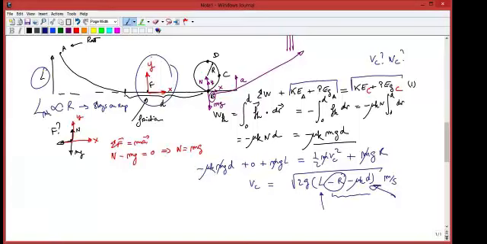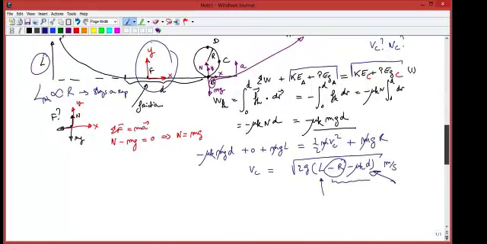All right. So we know now VC. We're going to use the exact same technique. Perfect. Go for it, Aaron. We're going to use the same technique to figure out the normal force. This time we are interested about C. Therefore, let's do a free body diagram at C.